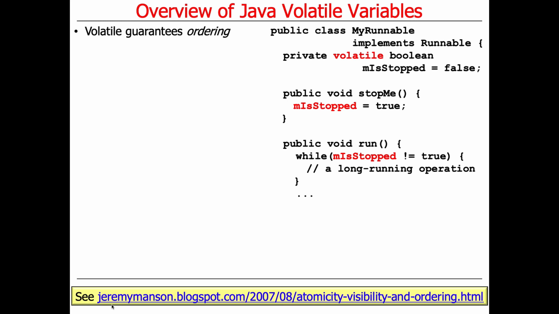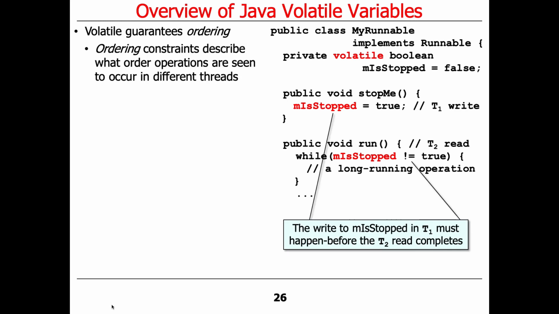Volatile also guarantees ordering. And once again, the ordering constraints will dictate when operations are seen to occur in other threads. So the write to this value must happen before the read here completes. Another way of saying this is these are atomic operations. They're all or nothing.